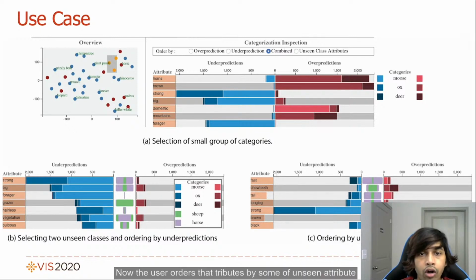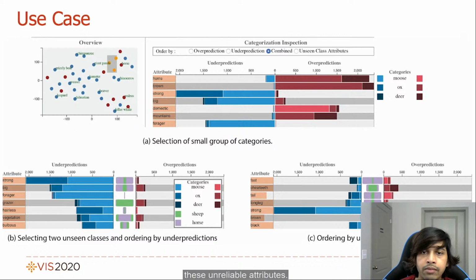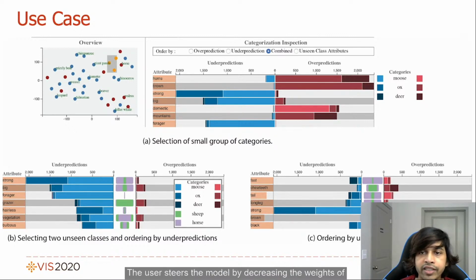Now, the user orders the attributes by sum of unseen attribute values. The user finds that the attribute brown is highly overpredicted and horses are generally more brown than sheep. Thus, the model is likely to mispredict images of sheep as horses on the basis of the attribute brown. After identifying these unreliable attributes, the user steers the model by decreasing the weights of these attributes. Upon retraining with the modified attribute weights, the user can see an improvement in model accuracy.